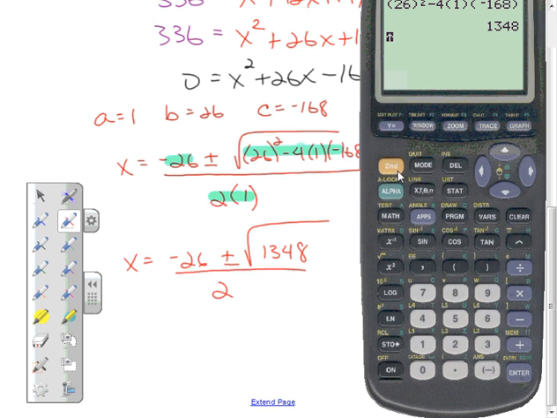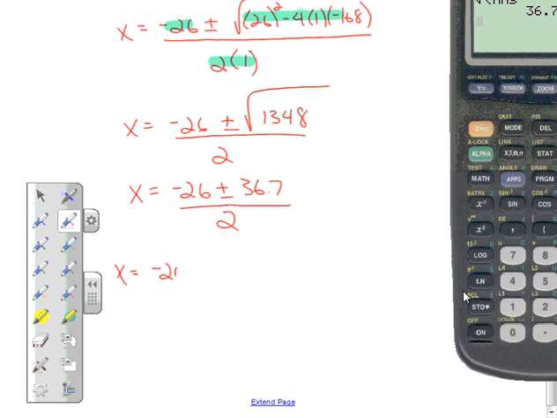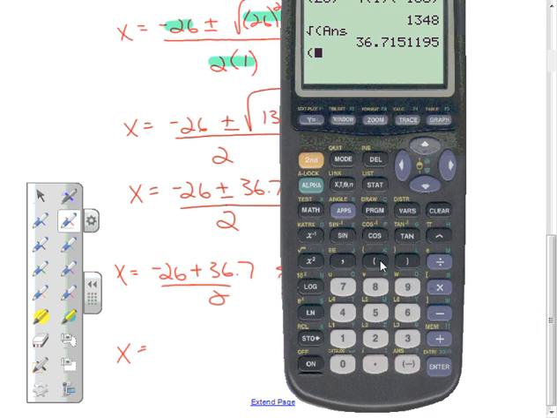Okay, and then the square root, second answer, allows me to say that that's 36.7. X equals negative 26 plus or minus 36.7 over 2. And then I'll split the problem from there. Negative 26 plus 36.7 over 2, and negative 26 minus 36.7 over 2. And then just going to my calculator for these pieces, making sure I use parentheses for the top quantity in the numerator, divided by 2. My first answer is 5.35.